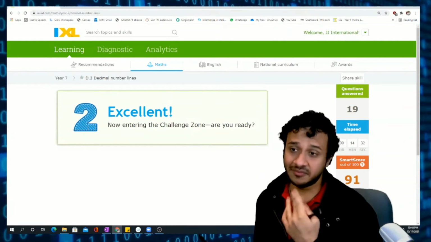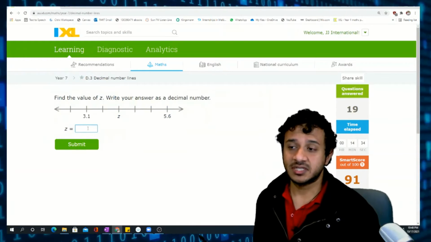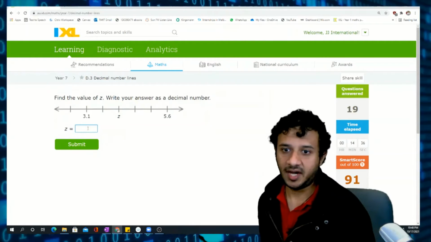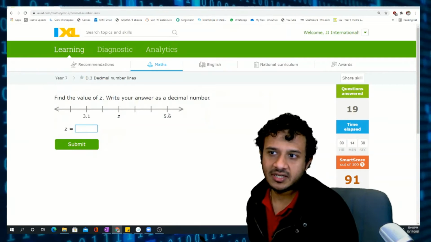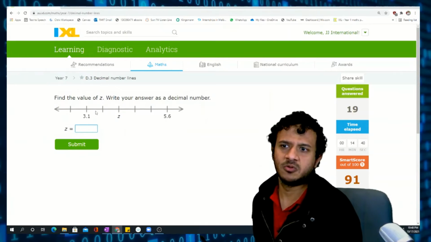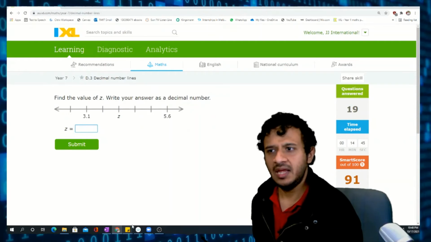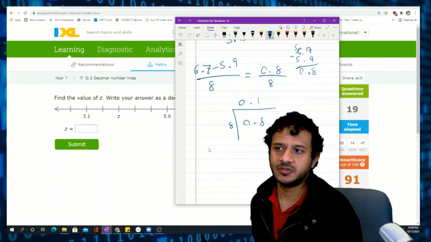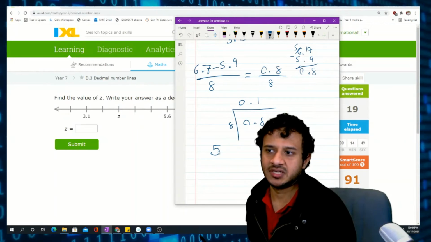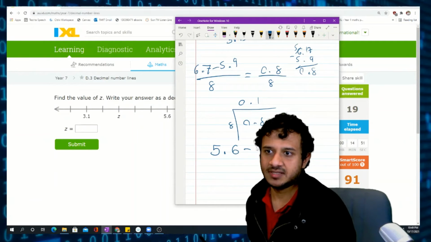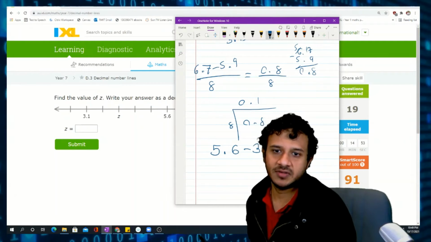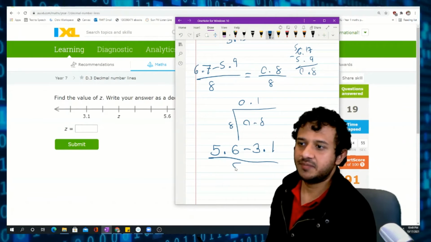Now we became excellence. These questions might be a bit hard, not really sure. 3.1 till 5.6. I have no clue how to go from here. How many gaps? 1, 2, 3, 4, 5. That's the point where we might have to use the correct methodology. So 5.6 minus the start value 3.1, and then divide by the number of gaps, which was 5.